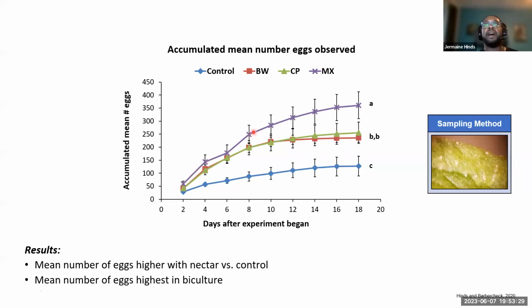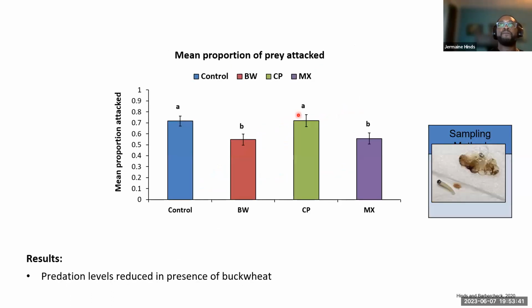And then when we combine both buckwheat and cowpea together, you see that the mean number of eggs is highest. So they're laying the most eggs when they have a variety of resources. And then finally, we have a picture of predation. So this is when I counted the egg masses for that damage.